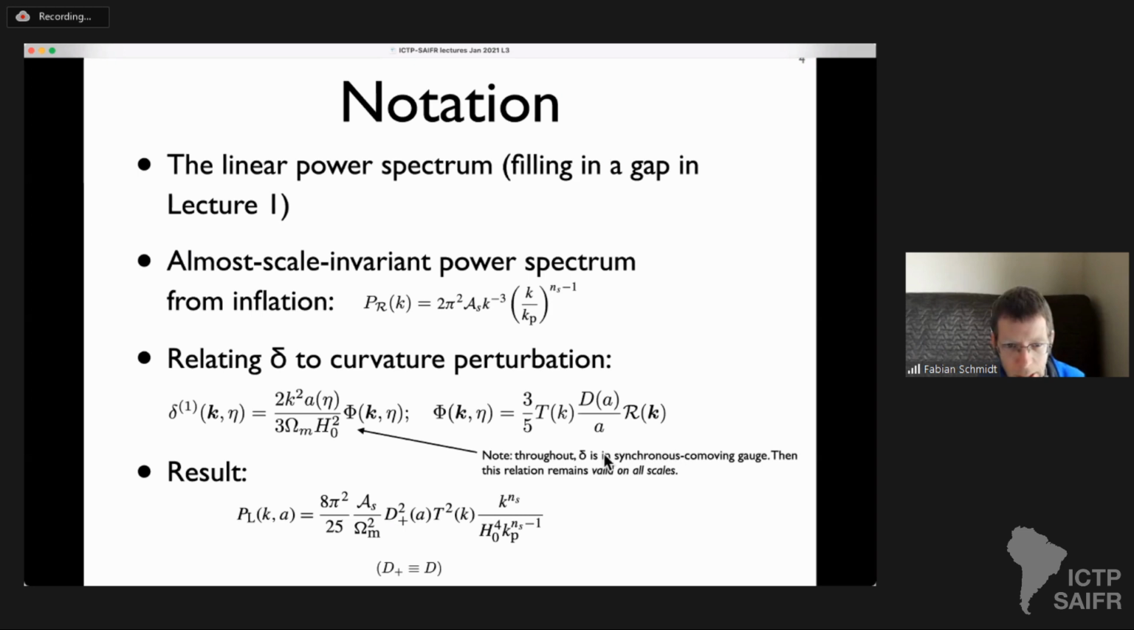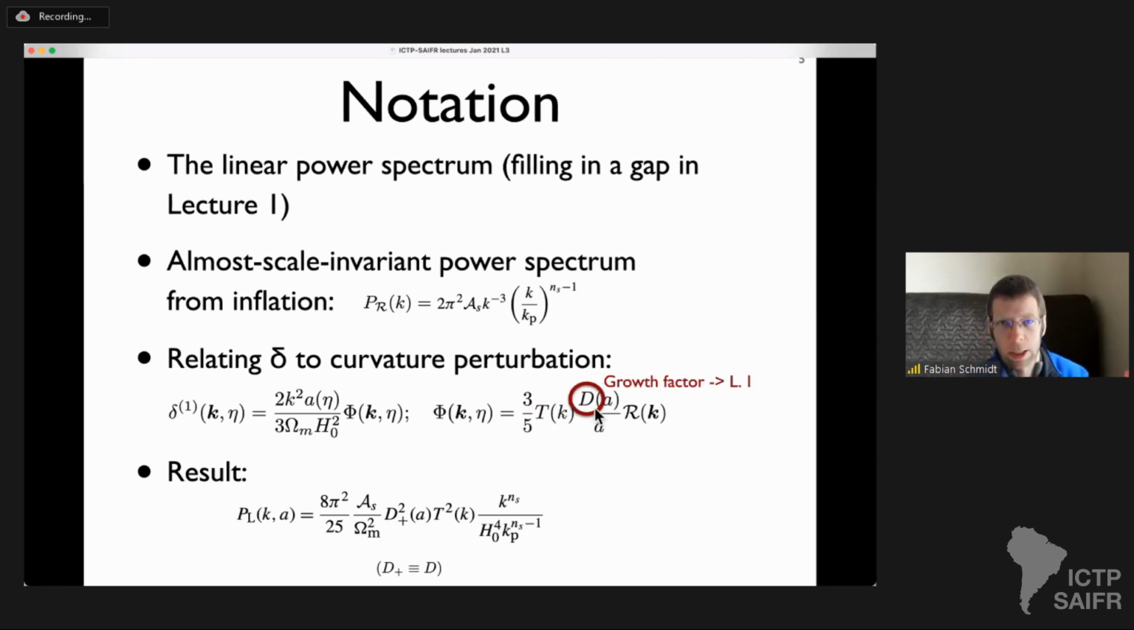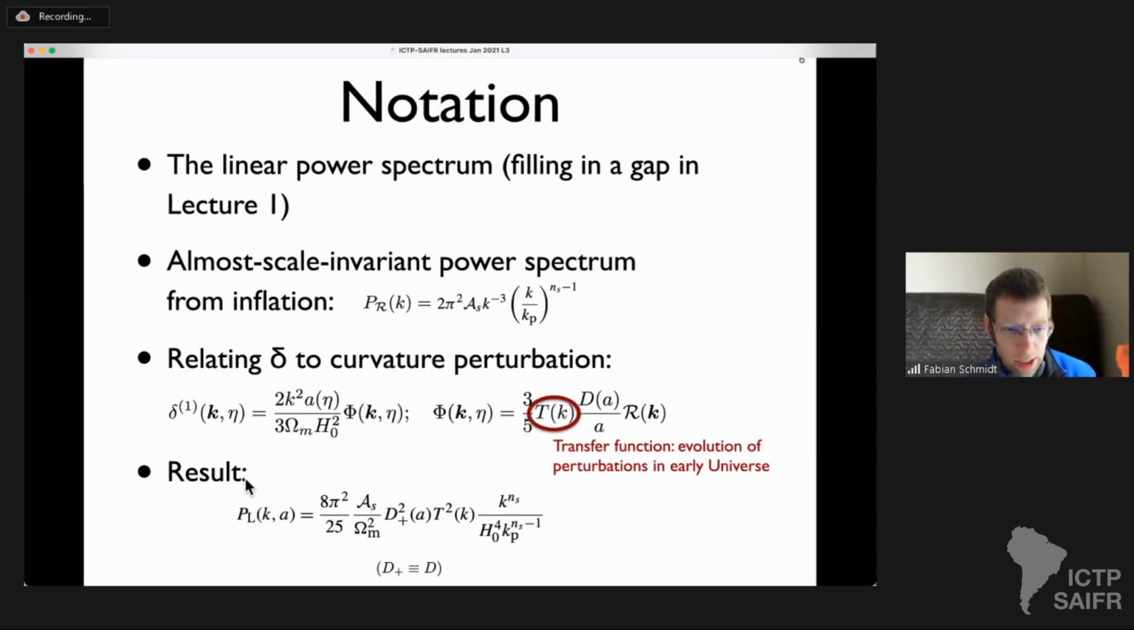And this relation, I think, we probably haven't shown it to you, and that's, of course, a very important relation. So what does it contain? The perturbations and the potential are proportional to the curvature perturbations, but there is this transfer function factor in between, which encodes how the perturbations evolved in the early universe as they entered the horizon and then underwent the transition from radiation domination to matter domination. All these early universe effects are encoded here. And then we have the growth factor that we studied in detail in lecture 1. There's a factor 1 over a here simply from the Poisson equation. So the final result is this.